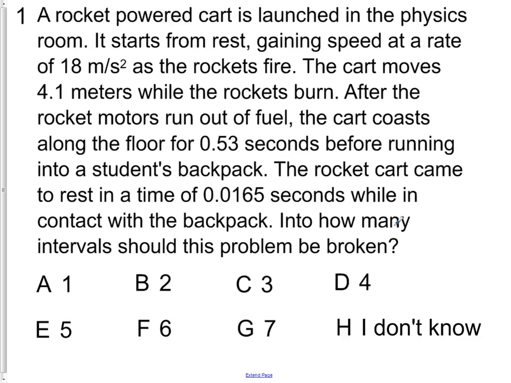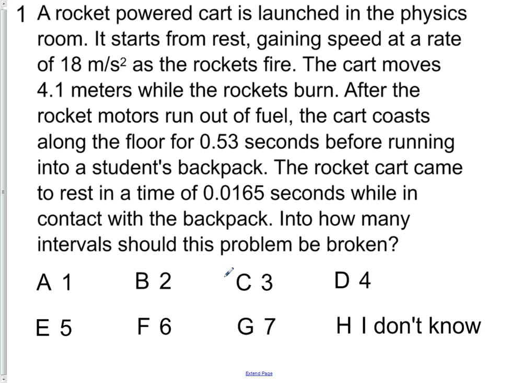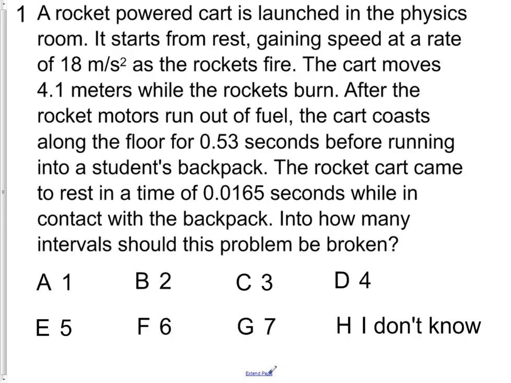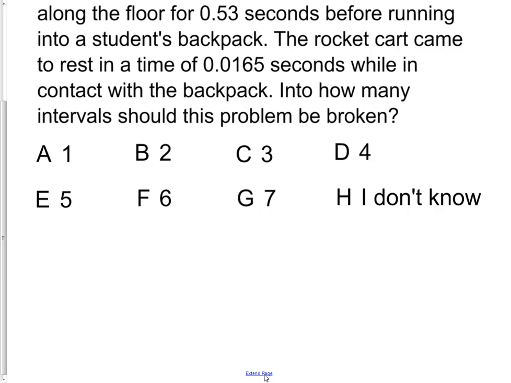Okay, we're back. I hope that you decided upon 3 intervals. 3 intervals is the correct amount of intervals to break this problem up, and let's diagram why. If we haven't convinced you to start diagramming problems yet, I hope we do soon. So here's how I would think about this problem.